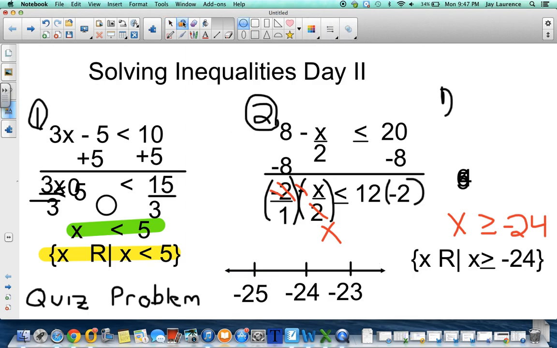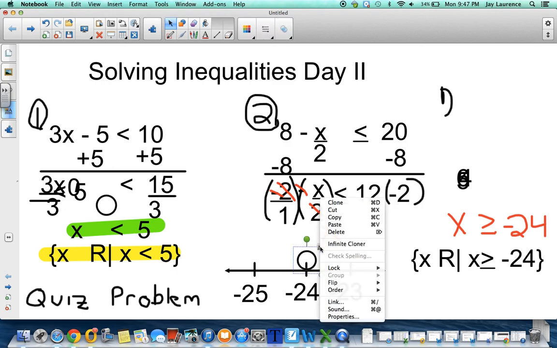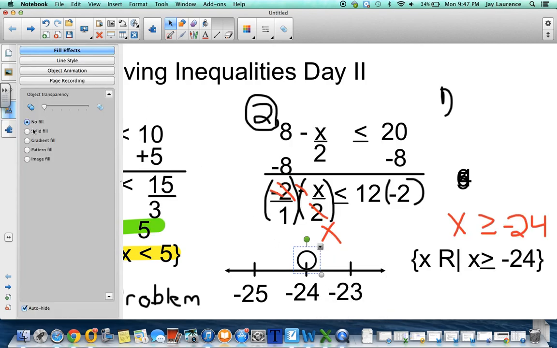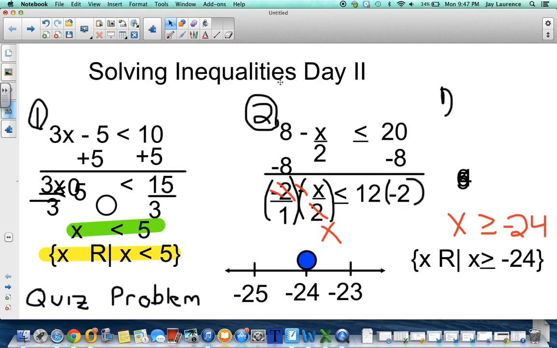Okay, so let's see, I've got a point at negative 24, although this time the point should be filled in. It should be a closed point. Why, you say? Because it's equal to. It says greater than or equal to. Fill effect, solid fill. There we go. I like that. And then I'm going to test it.